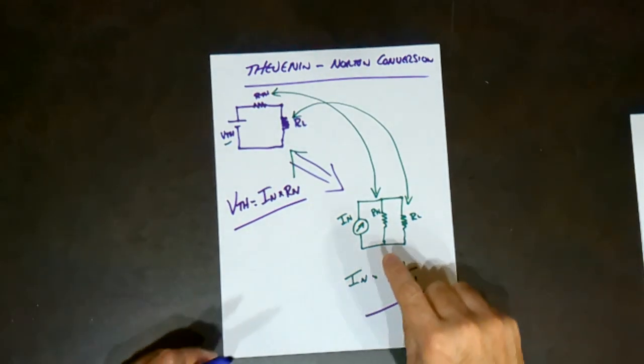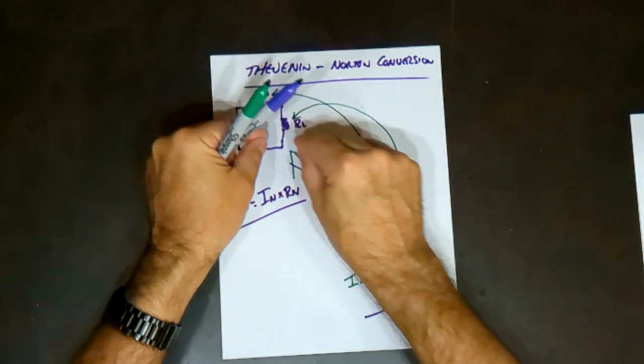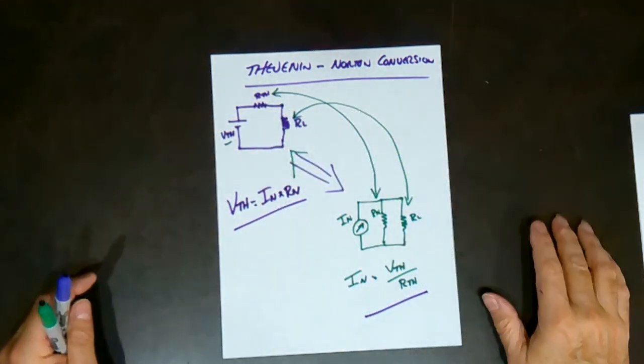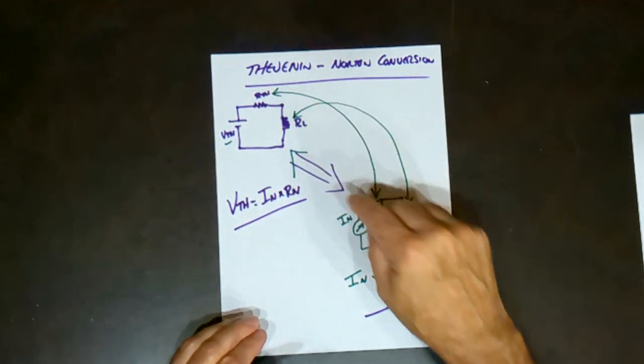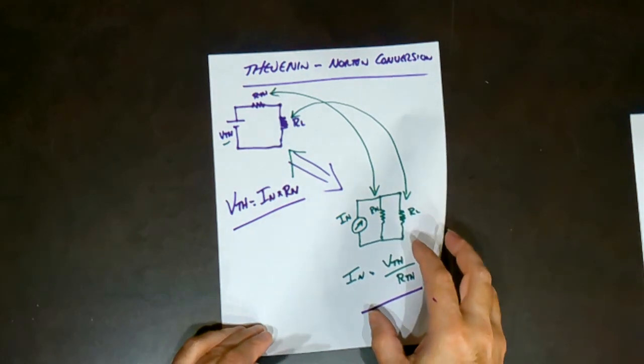One simple calculation in order to go from Thevenin's to Norton's or Norton's to Thevenin's, and then all I have to do is change the configuration of the circuit. Again, there is a full video on that online.